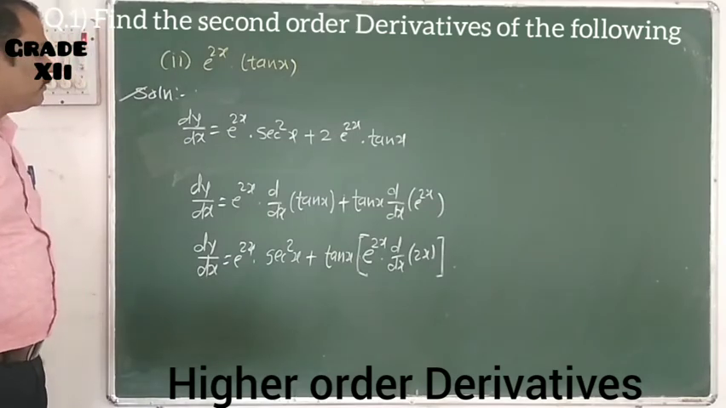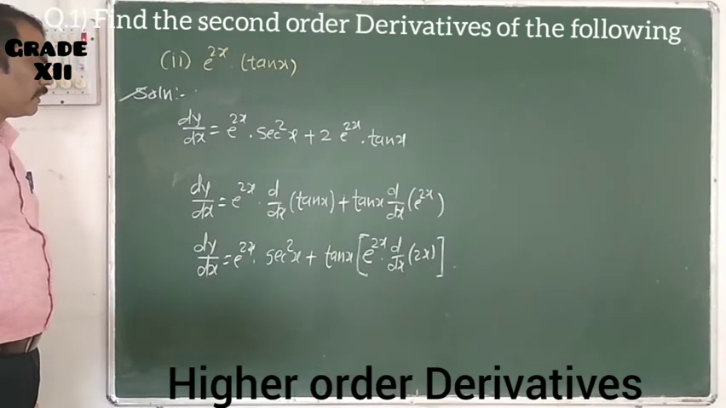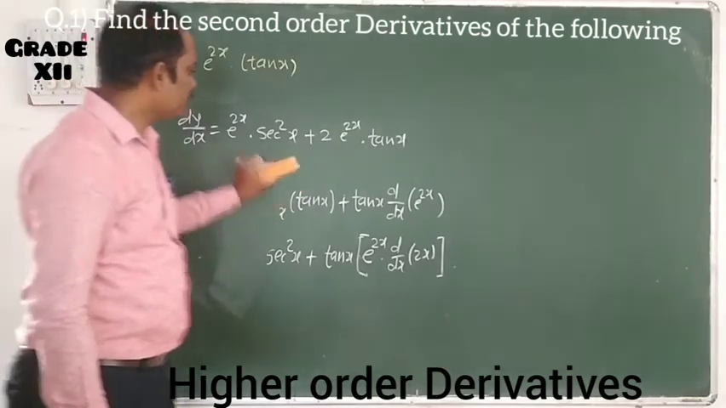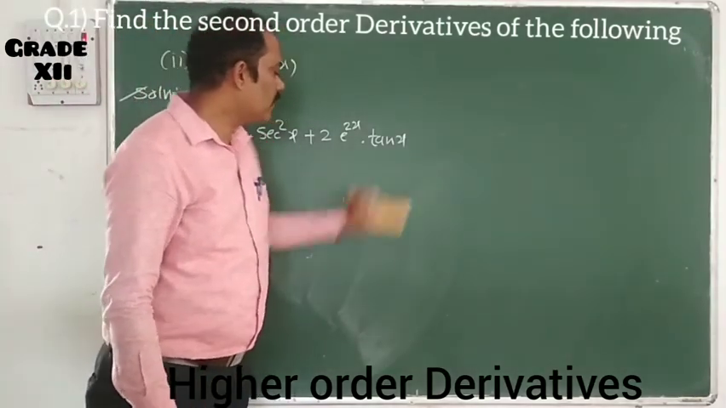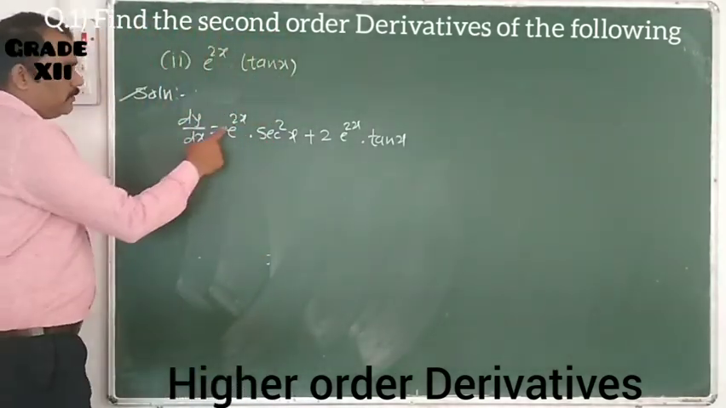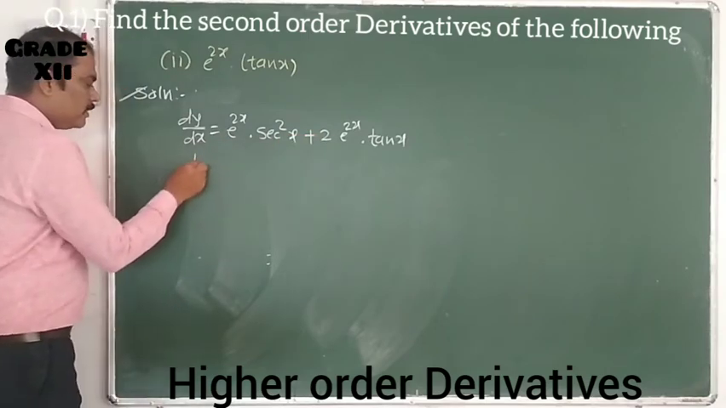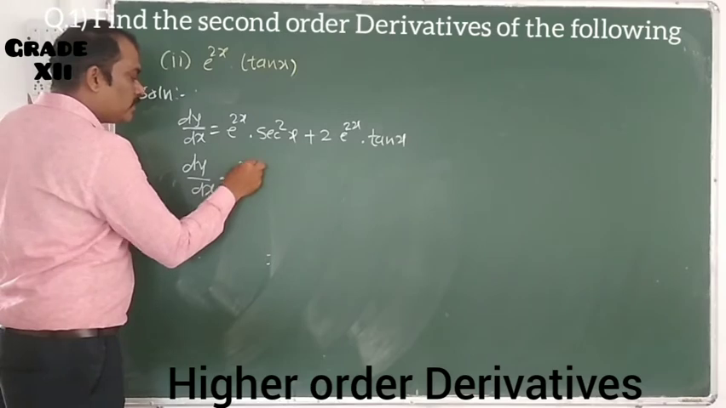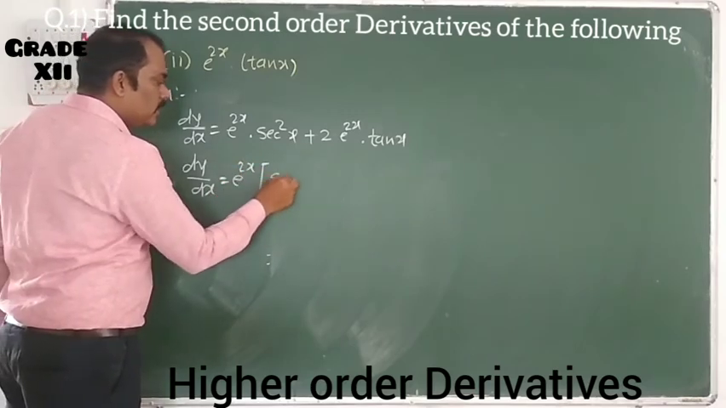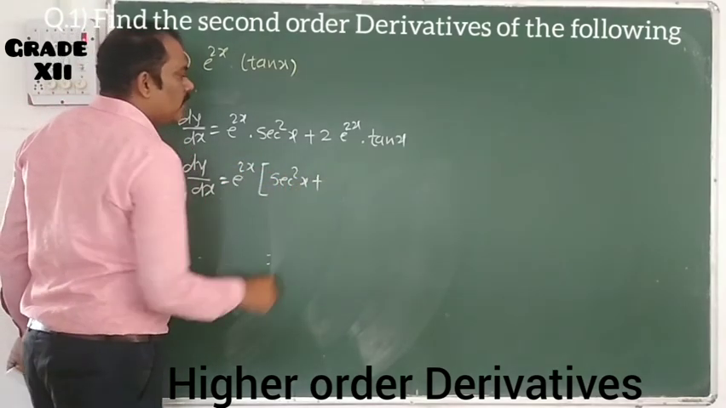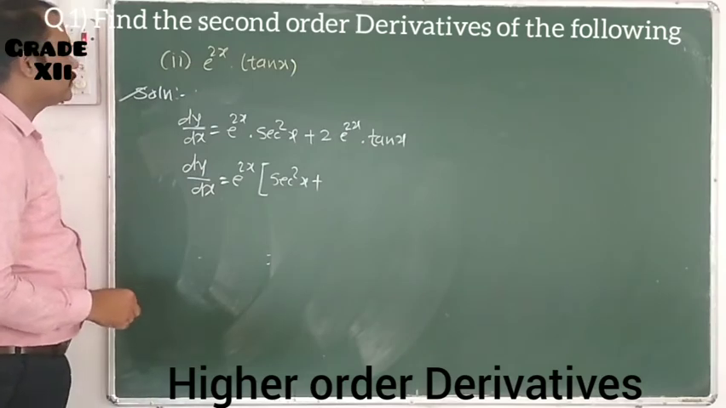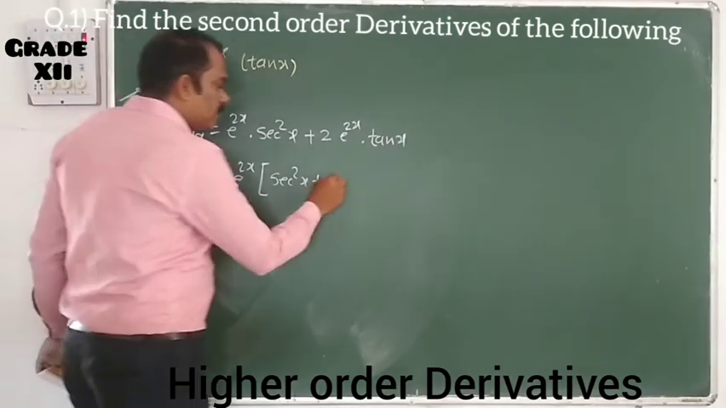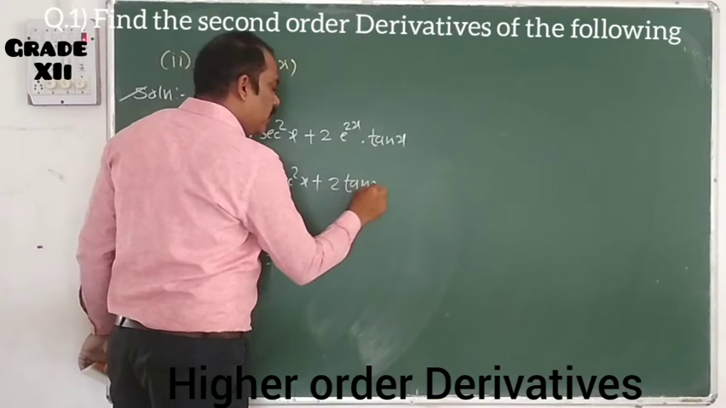From this we have to get the value of dy by dx. We take e raised to 2x common, so dy by dx is equal to e raised to 2x into sec square x plus 2 times tan x.